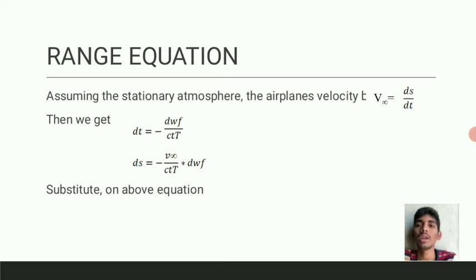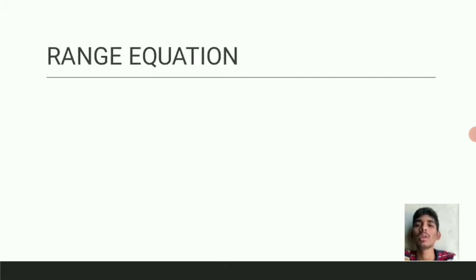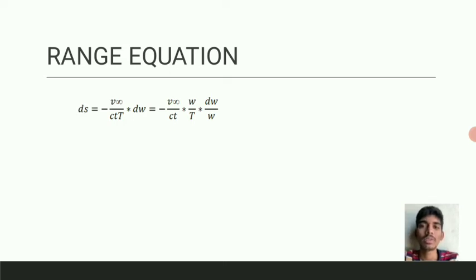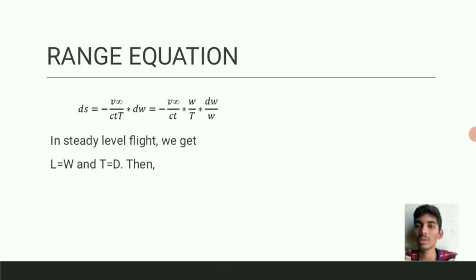And next, substituting the above equation, we get dW_f is equal to dW. Next, ds is equal to minus V infinity by C_t into dW, which is equal to minus V by C_t into W by T into dW by W. For steady level flight conditions, we get lift is equal to weight and thrust is equal to drag, which means L is equal to W and T is equal to D. Then ds is equal to minus V by C_t into L by D into dW by L.